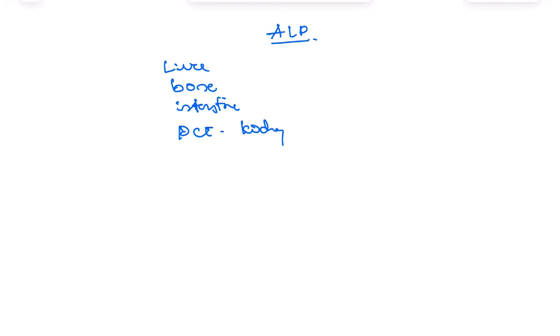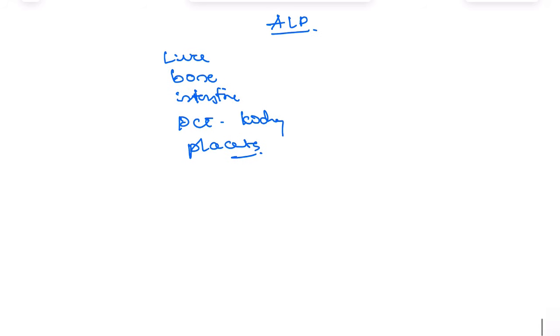So the next enzyme that we are going to talk about is ALP. ALP is again a very important enzyme. ALP means alkaline phosphatase. Alkaline phosphatase is present across the body. Many different tissues have ALP. It is present in your liver, bone, intestine, proximal convoluted tubule of the kidney, and placenta. ALP varies according to age and gender.